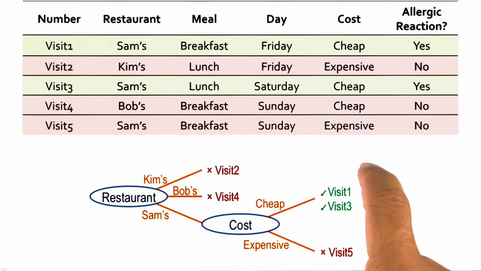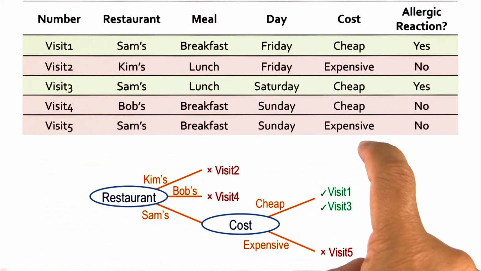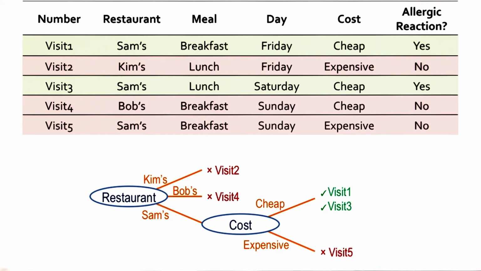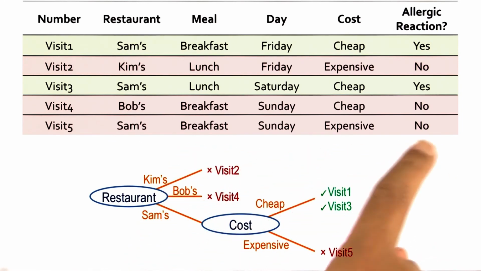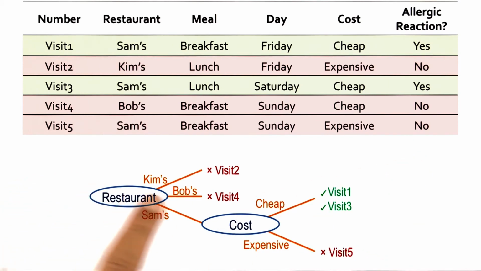This is the classification tree, and in fact, this is a very efficient classification tree. When a new problem comes along, for example, visit 6, Sam's, lunch, Friday, cost is expensive, and we want to decide what the allergic reaction might be, we simply have to traverse through this tree to find out the closest neighbor of that particular new example. This is called a decision tree, and this technique that we just discussed is called decision tree learning.